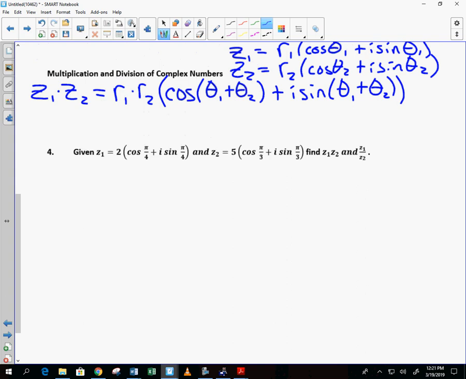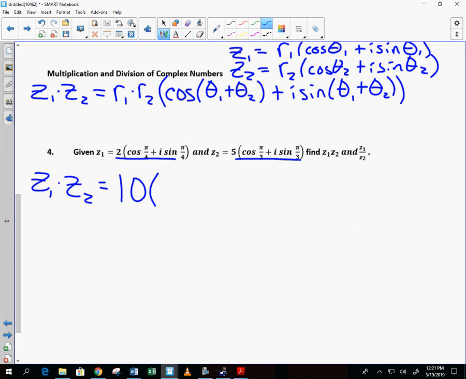All right, so let's do the first one. Z sub 1 times Z sub 2. Just draw an arrow. All right, we got 2 cosine of pi over 4 plus i sine of pi over 4, and then 5 cosine of pi over 3 plus i sine of pi over 3. I'm going to multiply these two together. What's your new radius value? 10.